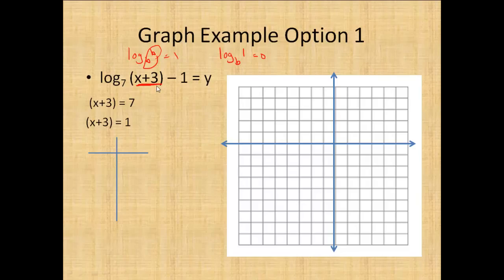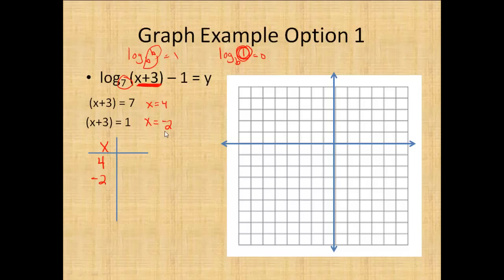So that means I have to get my x plus 3 equal to 7. Well, when I do that, we already solved this before, I get x equals 4. So down here in my table of values, that is my first x value. Now to get the second property, I have to have my quantity equal to 1. So I have to take my x plus 3, set it equal to 1, and I get x is -2.